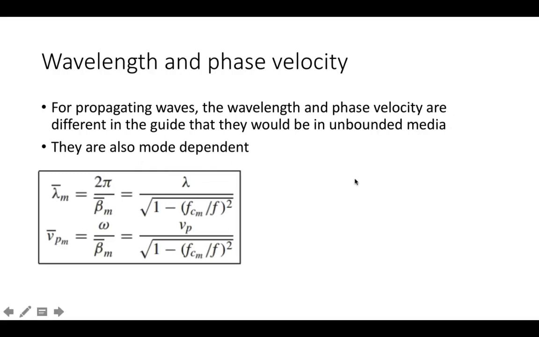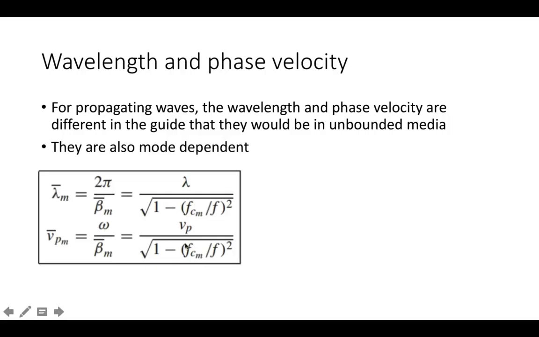So another thing to notice is that the wavelength and the phase velocity are actually different in the waveguide than they would be in an unbounded media, and they're also mode dependent. We can calculate the wavelength by taking 2 pi over beta m, and we can calculate the phase velocity by taking omega over beta m, where beta m is this modified beta because of the waveguide properties, or the waveguide factor.